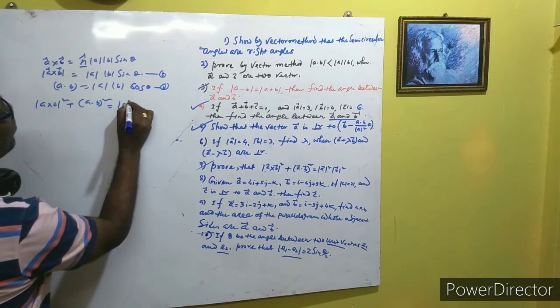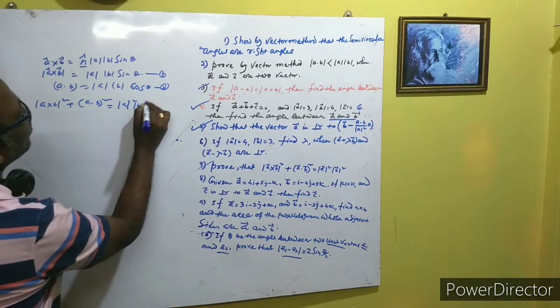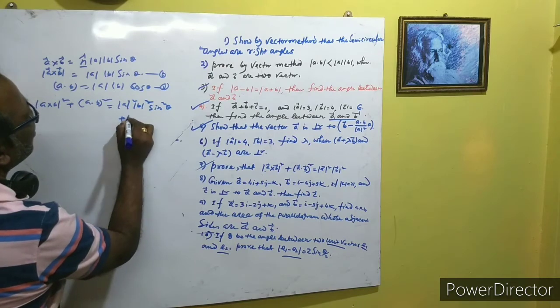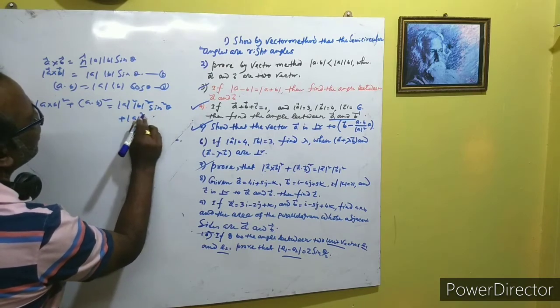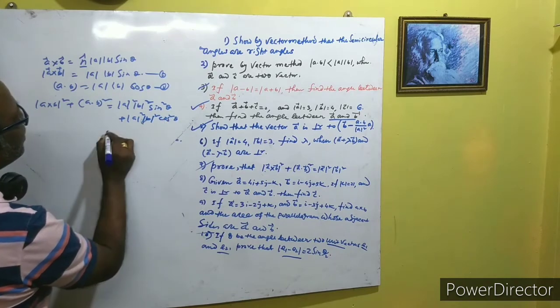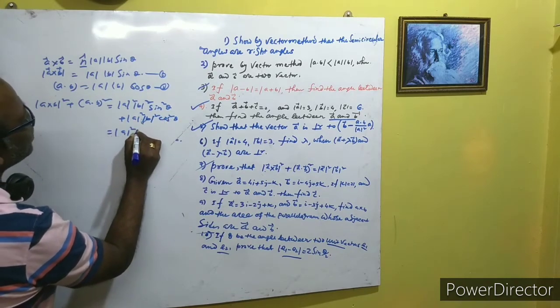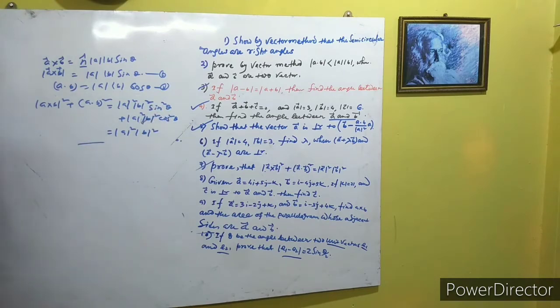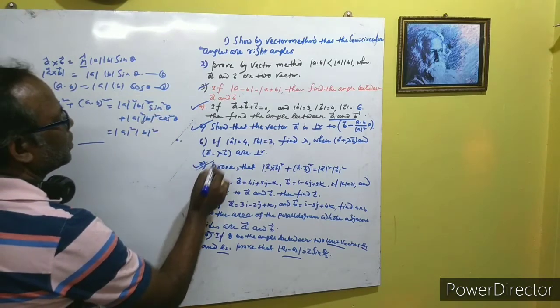So |a| square |b| square sin square theta plus |a| square |b| square cos square theta. So you can write |a| square |b| square, taking common, then sin square plus cos square is 1. So proved. See, this is proved.